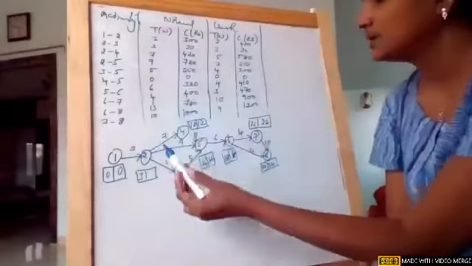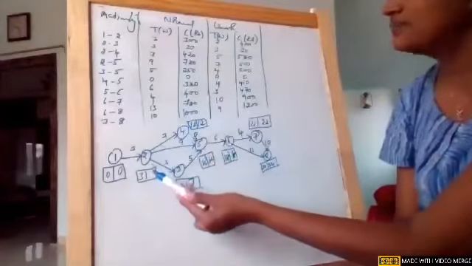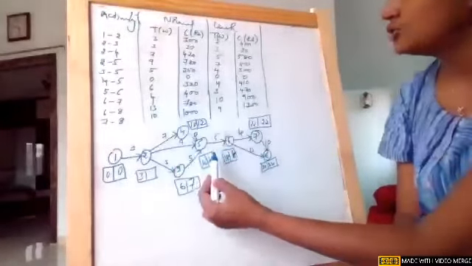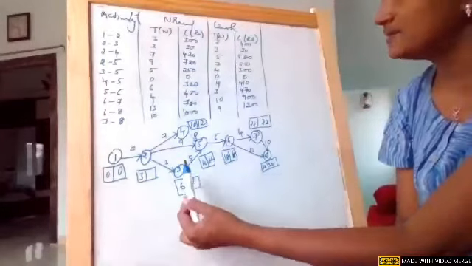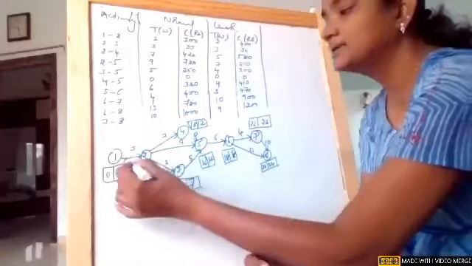Near node 2, okay, three tails are there. One is 12 minus 7, which is 5. 12 minus 9, which is 3, and 7 minus 3, which is 4. So the minimum is 3, obviously, and 0. So mark the critical path.